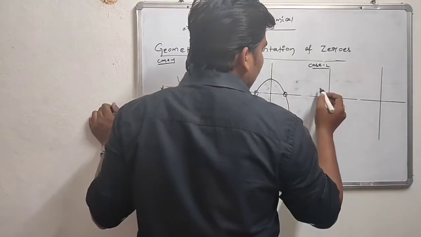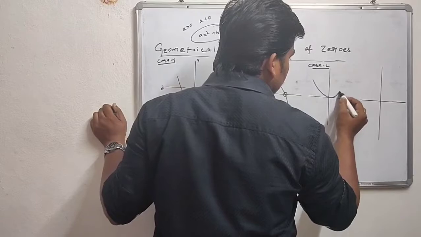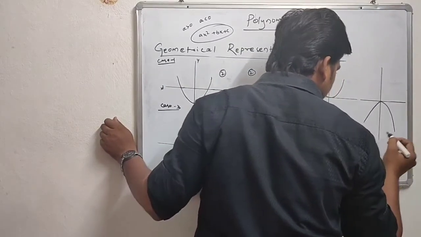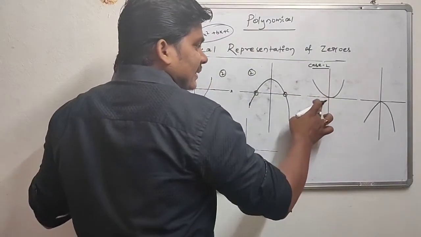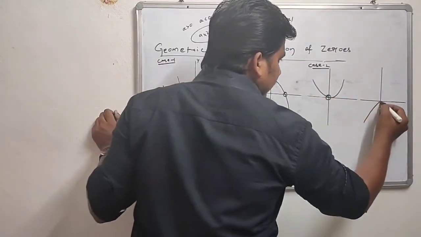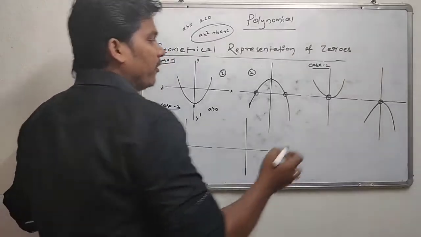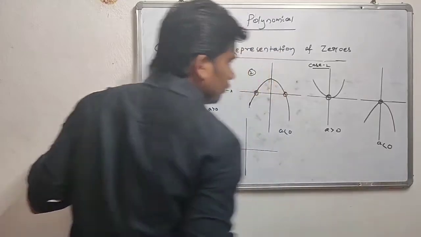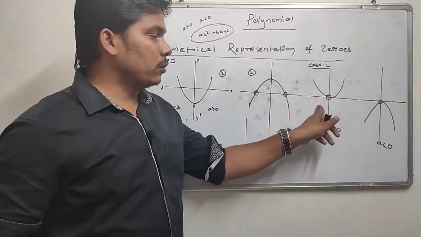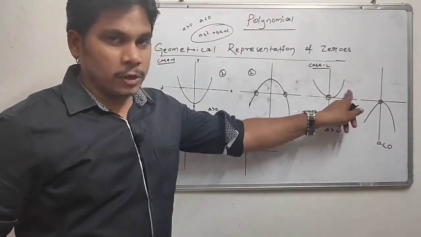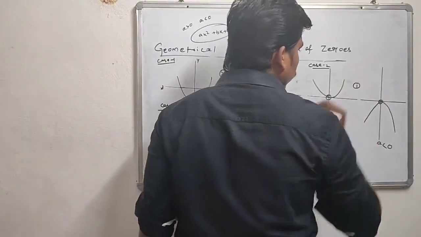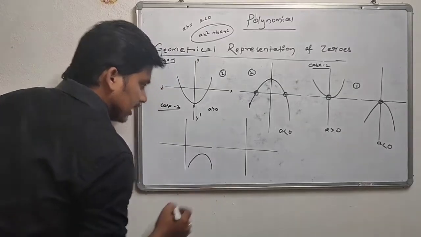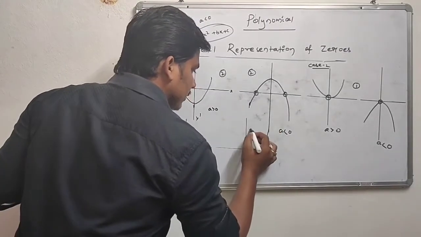But for case 2, see, it meets the x-axis at only 1 point. It meets the x-axis at only 1 point for a greater than 0 and a less than 0. Then we can easily understand the zeros of this polynomial. For this polynomial, this is the only one.